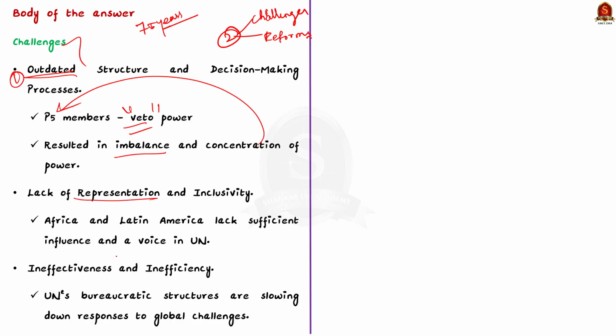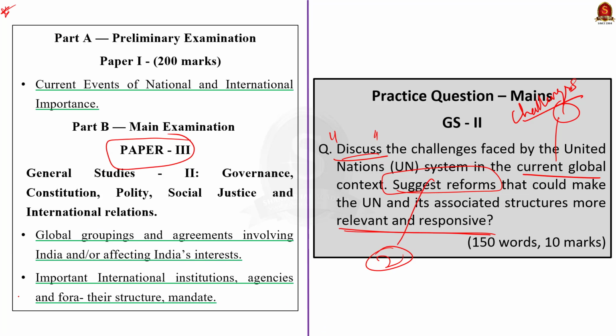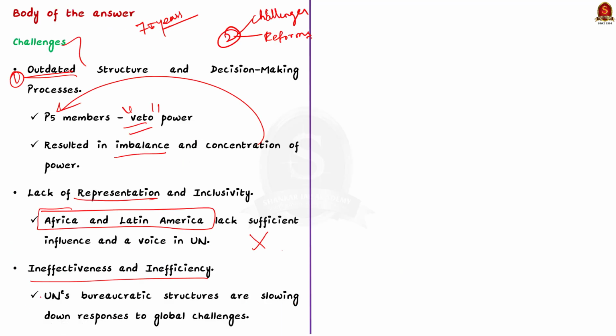The UN's decision-making bodies need to be more representative. See, many countries, especially from Africa and Latin America, lack sufficient influence and a voice in the global policies of the UN. Thirdly, ineffectiveness and inefficiency. The UN's bureaucratic structures and complex decision-making processes are slowing down responses to global challenges. Streamlining the administrative procedures and reducing red tape would help the organization become more efficient and responsive.